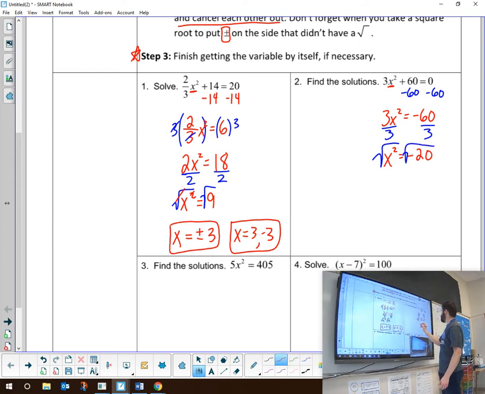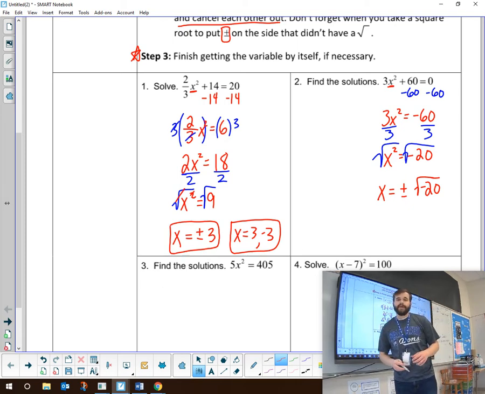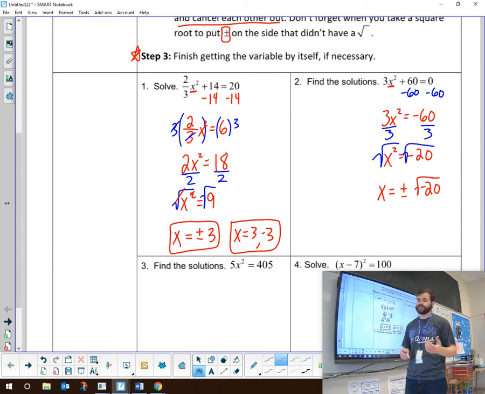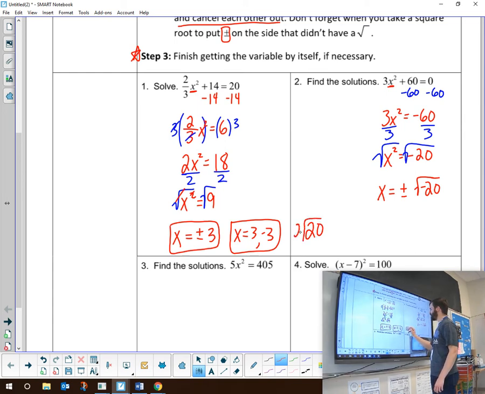And so that's going to give me x equals plus or minus the square root of negative 20. 20 is not a perfect square. Maybe I can simplify it, but I cannot get the exact number that multiplies by itself to equal 20. So we work to simplify it, but it's okay to have a square root as your answer. But we're going to take 20, and I'm going to cake it. We're going to go 20 divided by 2 is 10. 10 divided by 2 is 5.